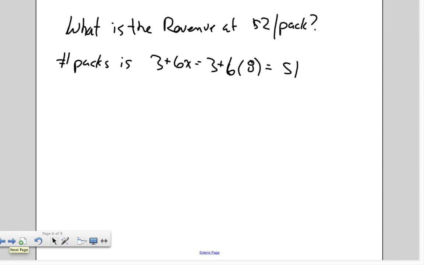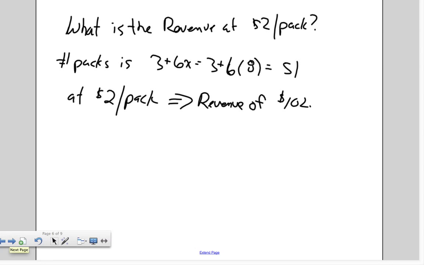Right. And then at $2 a pack, that implies a revenue of $102. So that's a maximum, pretty close to the maximum amount I can make from sales, $102. But the important thing is, I need to price this at $2 a pack in order to maximize that. Okay?